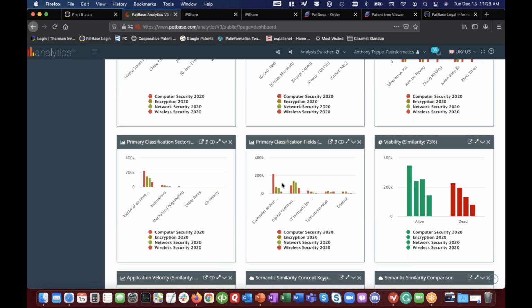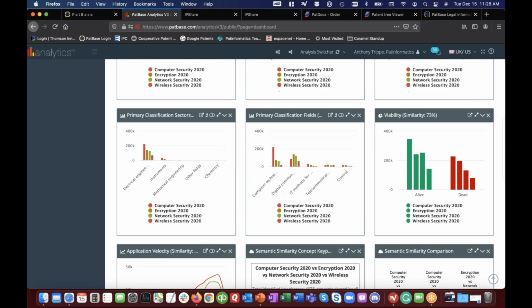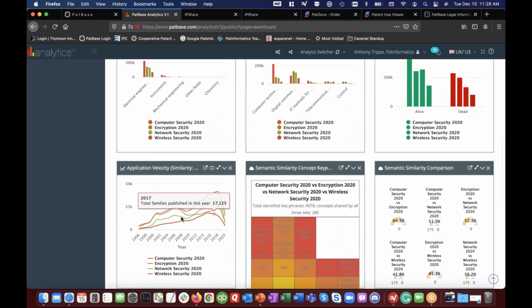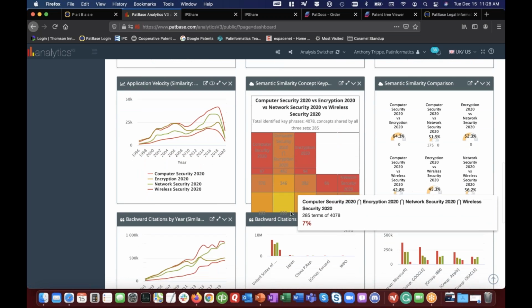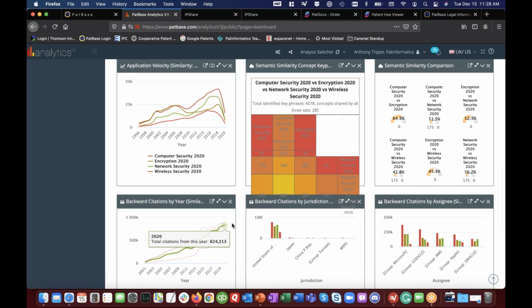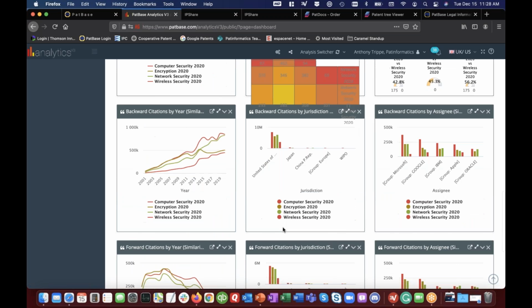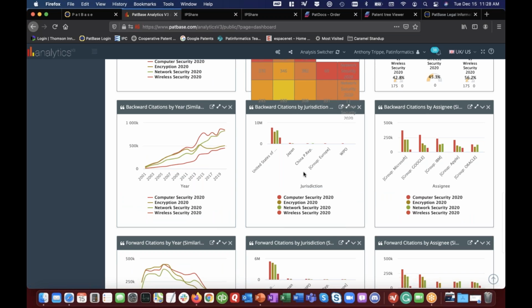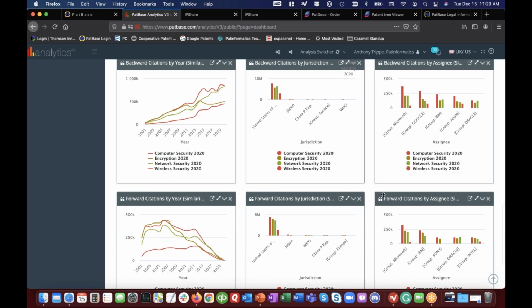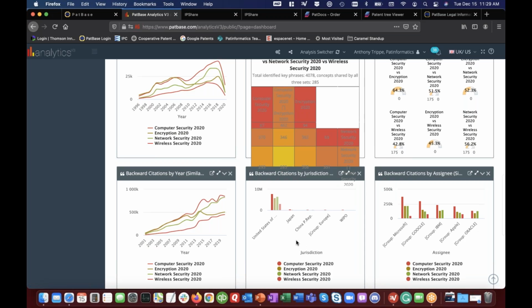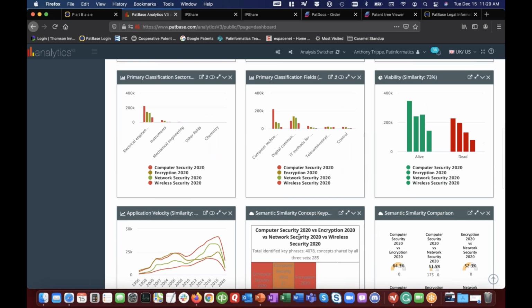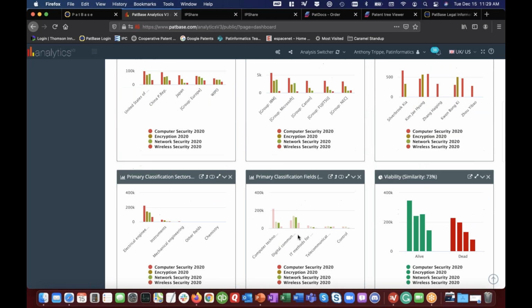And then the fields, and then live versus dead. The application velocity, which I think is very interesting, and some of the semantic similarities, and then my backward citations by year, by category, the jurisdictions and the citations by year, and the assignees by backwards, and then by forwards. So I've got an amazing amount of information divided up into 4 different categories, all here at my fingertips.